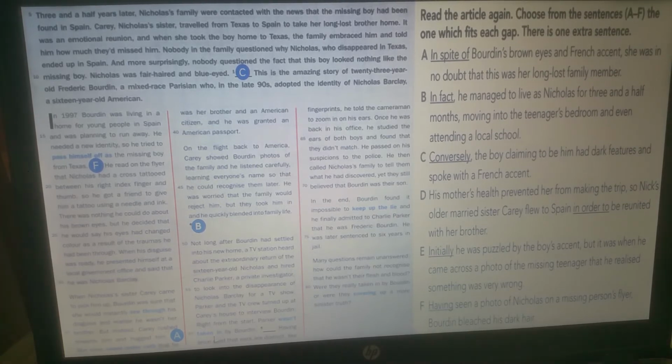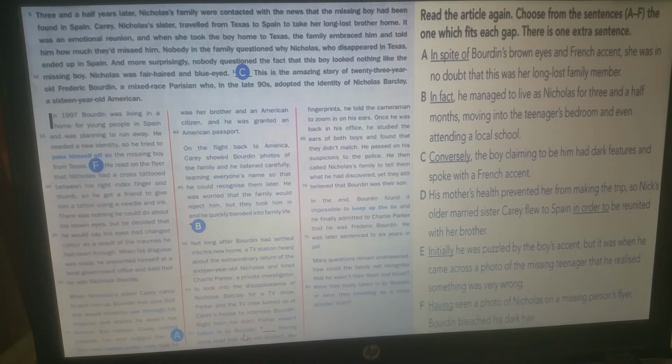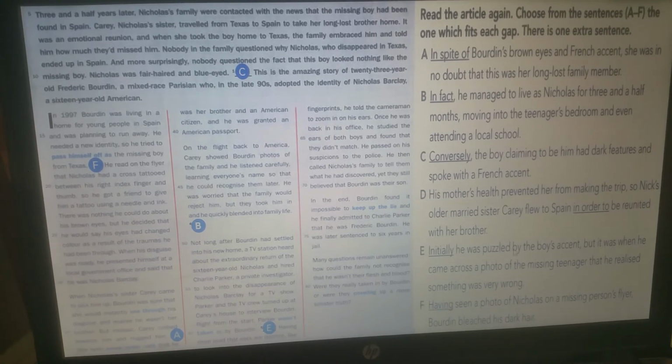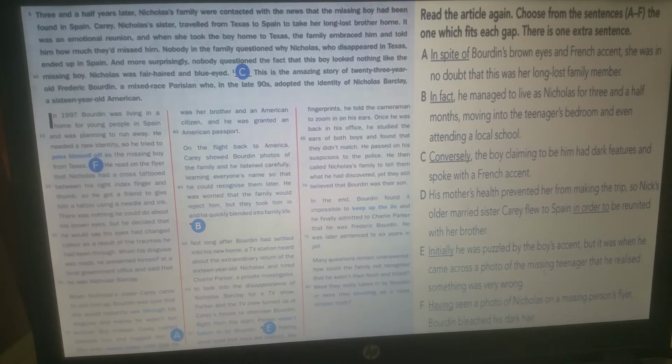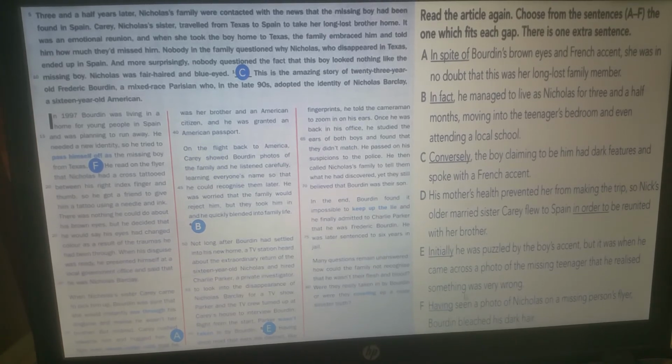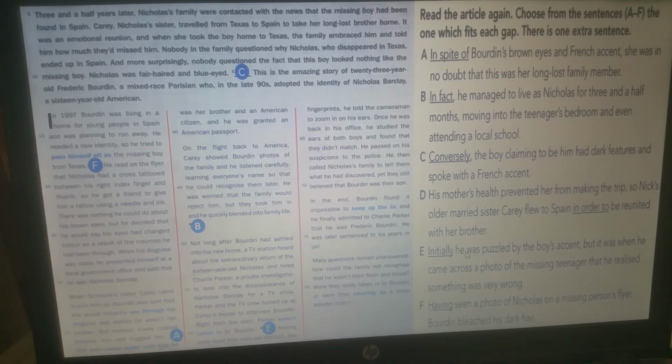And number 5, right from the start, Parker wasn't taken in by Burden. Initially, he was puzzled by the boy's accent, but it was when he came across a photo of the missing teenager that he realized something was very wrong. So we can see that from the start, Parker wasn't taken in, he wasn't deceived, and okay, in the beginning he might have been a little puzzled, but when he came across the photo, then the situation was resolved.